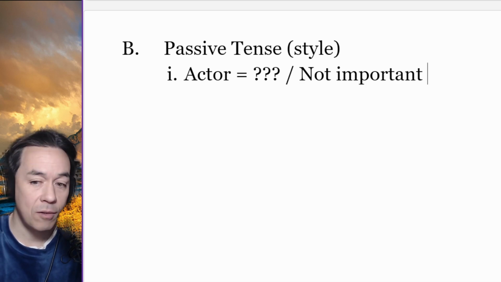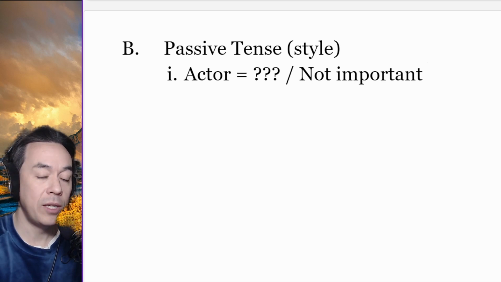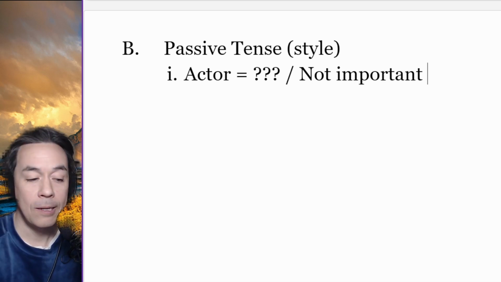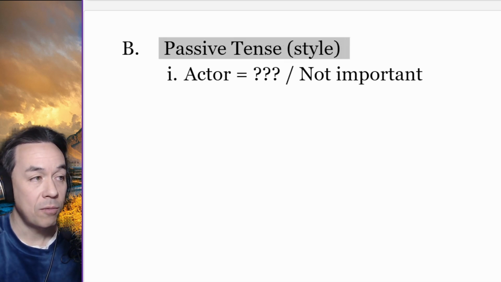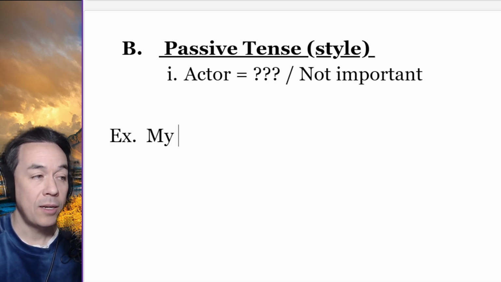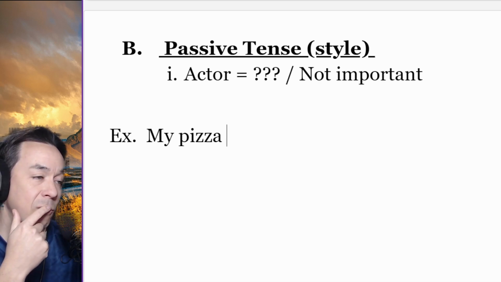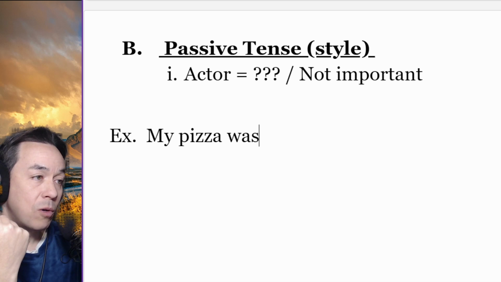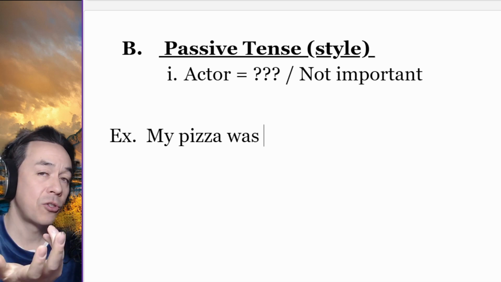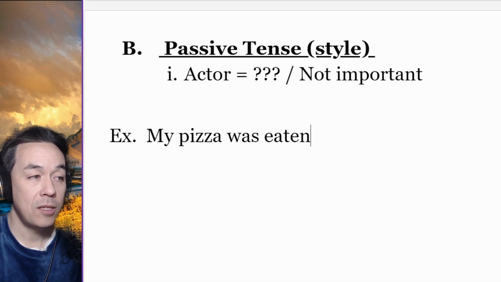Or I don't know. It's not important. Don't worry about who did it. Just worry about the object that received the action. Now this one my students don't like because there's two verbs to worry about. For example, my pizza. Now in the passive tense, we're going to say this is the past. So let's say we have to attach was, and then the strange version of this verb, which is eaten.